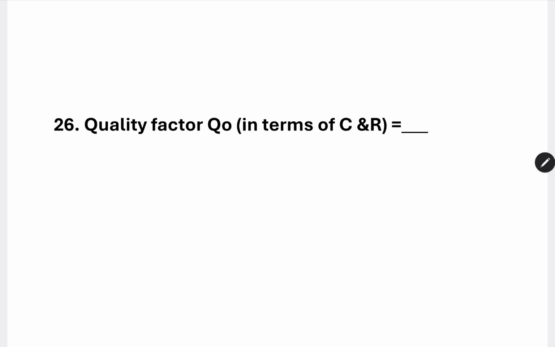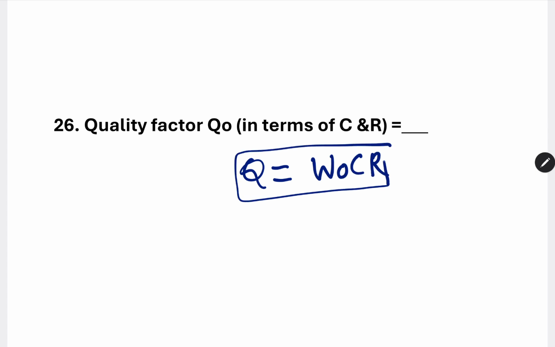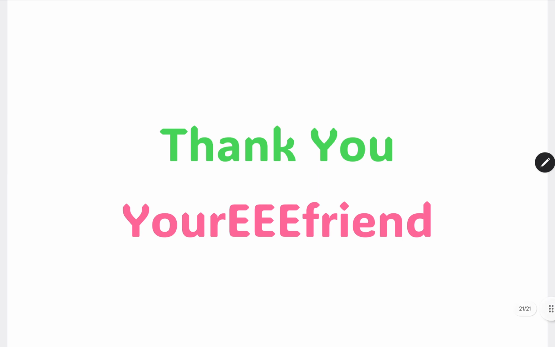Next, the quality factor Q0 in terms of R and C. The quality factor Q is equal to omega naught CR, or omega naught RC. So these are the fill in the blanks questions from RL, RC, and RLC parallel circuits.